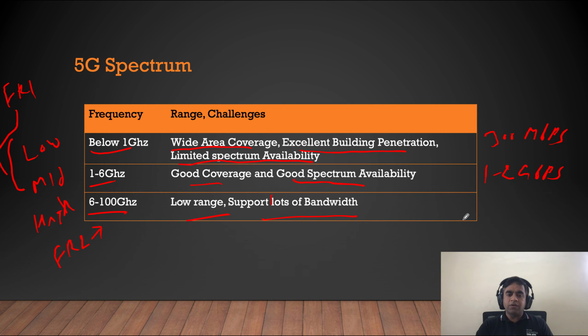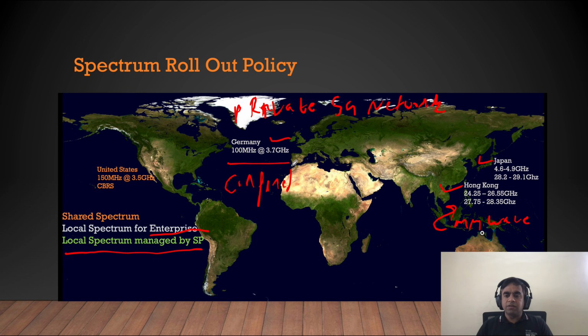So if I go back to the slide, as you see, 1 to 6 gigahertz is the mid band, and anything beyond, in the high range, 24 gigahertz, 25, 27, 28 gigahertz, that's the mmWave segment. So this is the high band spectrum. This spectrum is local, consumed by that private entity.